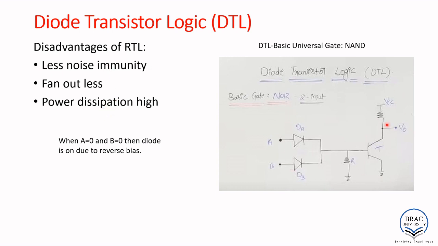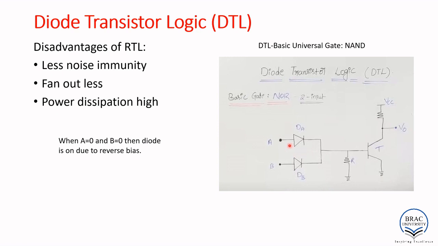So this is a typical circuit representation of diode transistor logic, or DTL, and we can implement the basic NOR gate using DTL. This is basically a two input NOR gate. As it is a diode transistor logic, that's why we have diodes here and a transistor here. Instead of two diodes, we can have n number of diodes as well. In that case, this section will be increased, so there will be n number of diodes.